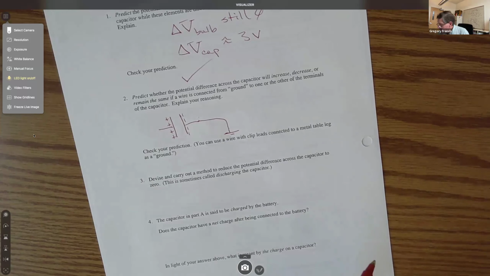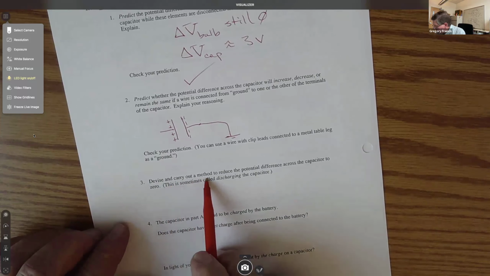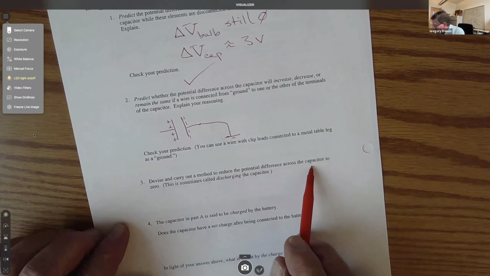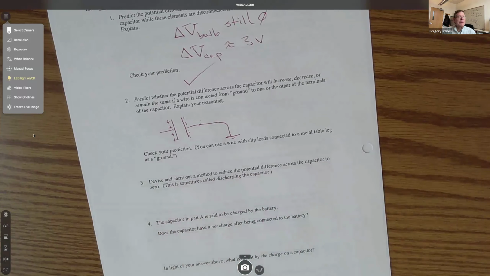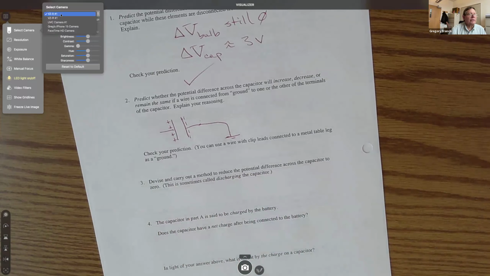After that, we're going to devise and carry out a method to reduce the voltage difference across the capacitor to zero. In other words, discharging it, so that we don't have to switch back and forth so often.